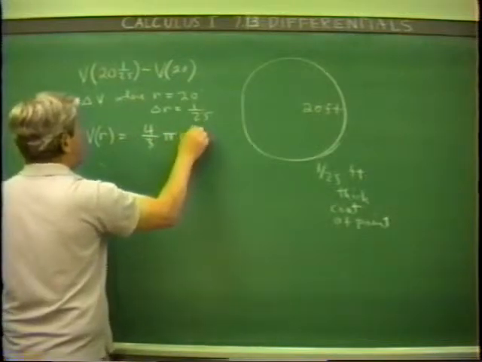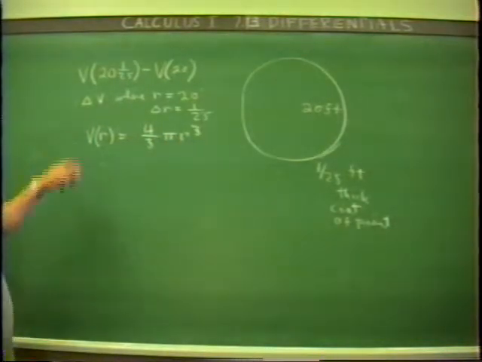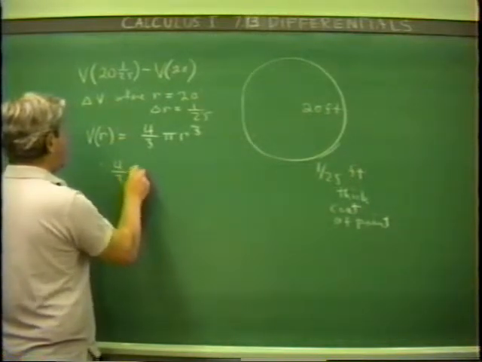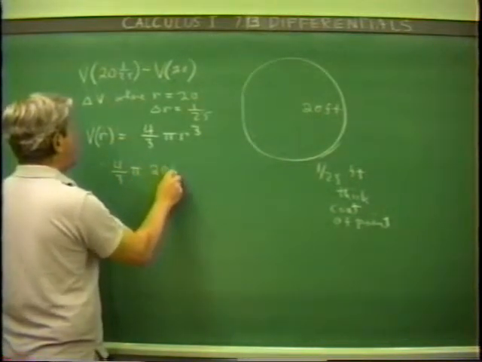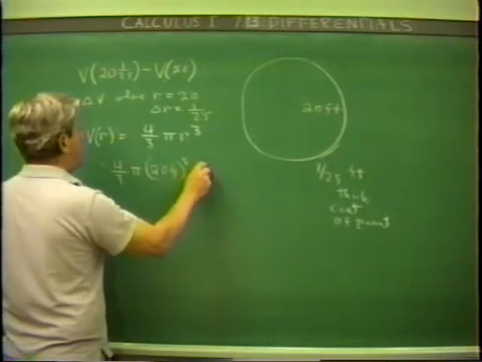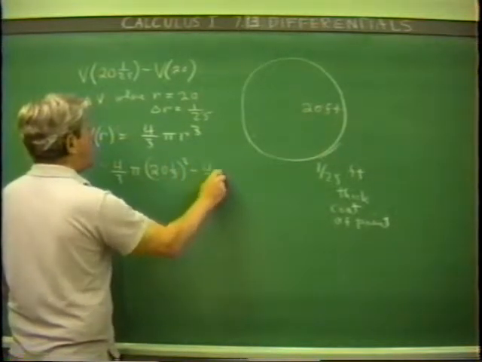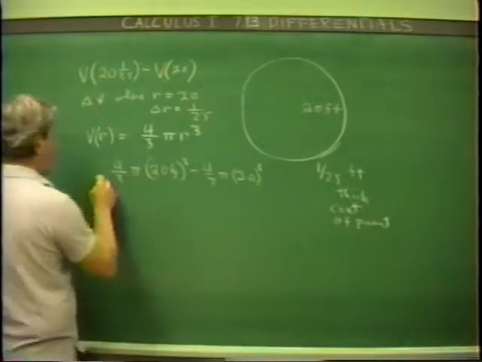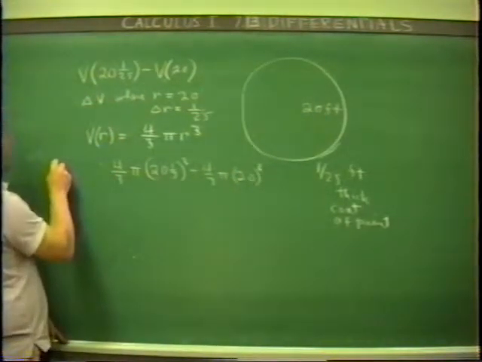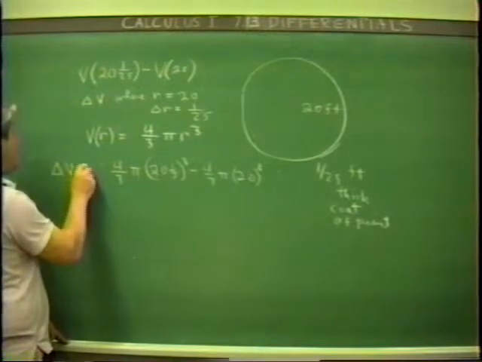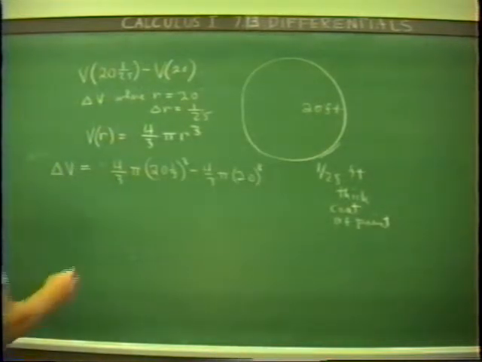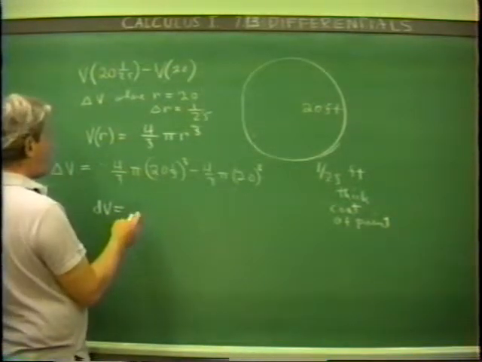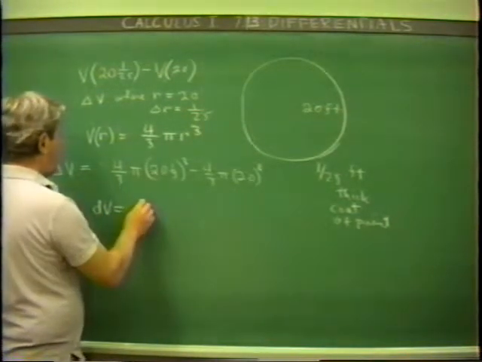And V as a function of R is 4/3 pi R cubed. So to compute the actual amount of paint, we would take 4/3 pi times 20 and a 25th cubed, minus 4/3 pi times 20 cubed. And this would give you the actual amount. So this is delta V. Well, delta V is approximately equal to dV.